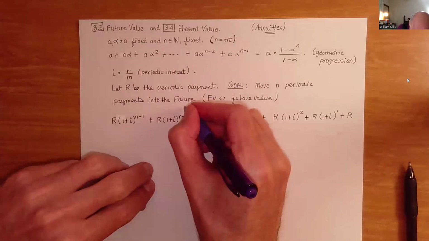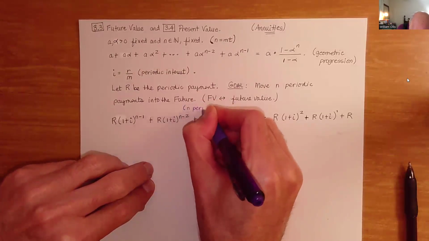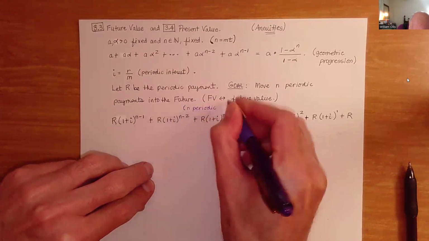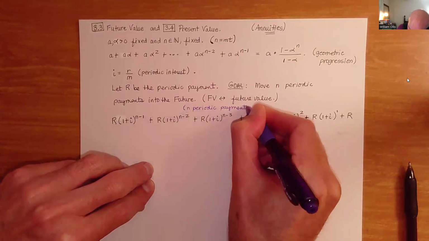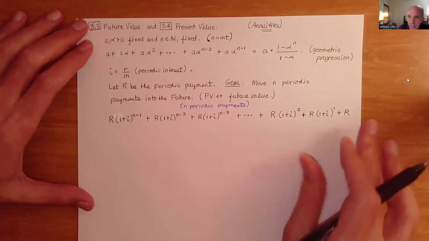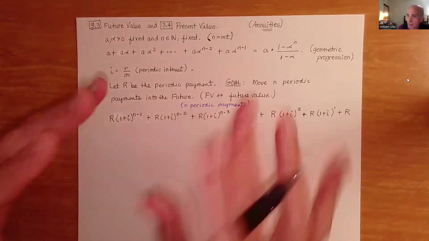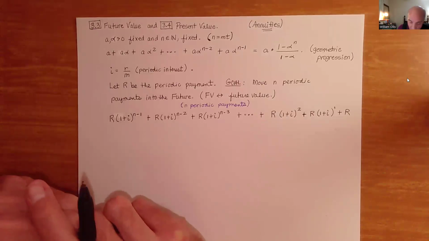So n periodic payments. The nice part about the annuity is that we do have the mechanism to find out what this amount of money is. And we're just going to call that the sum for now.